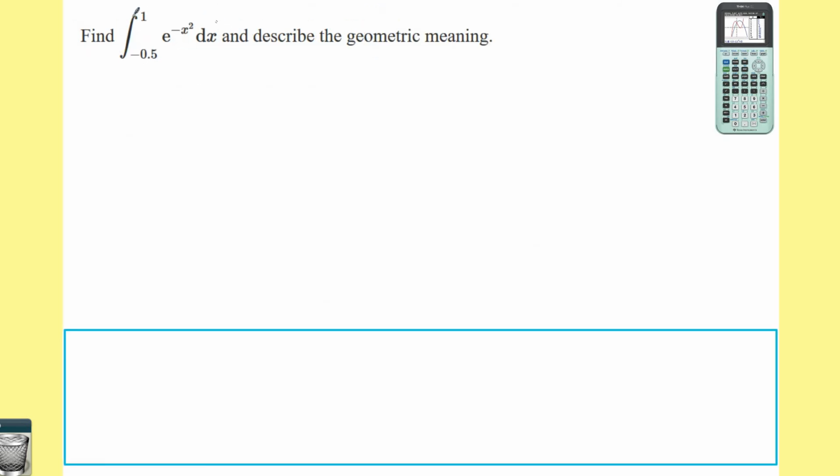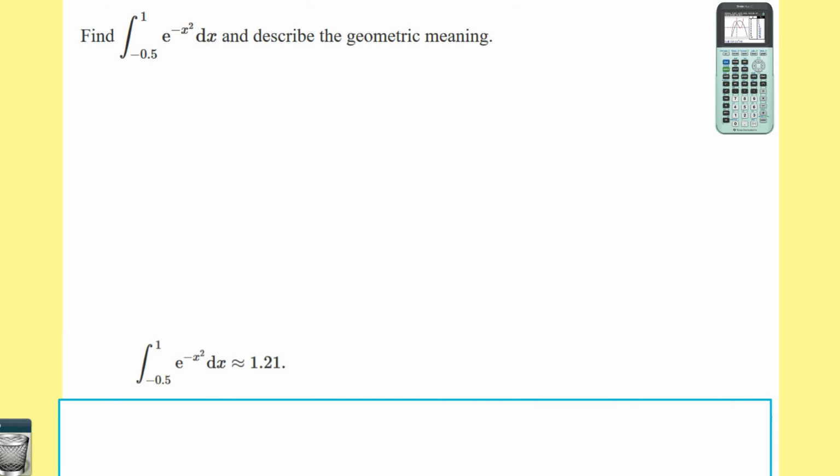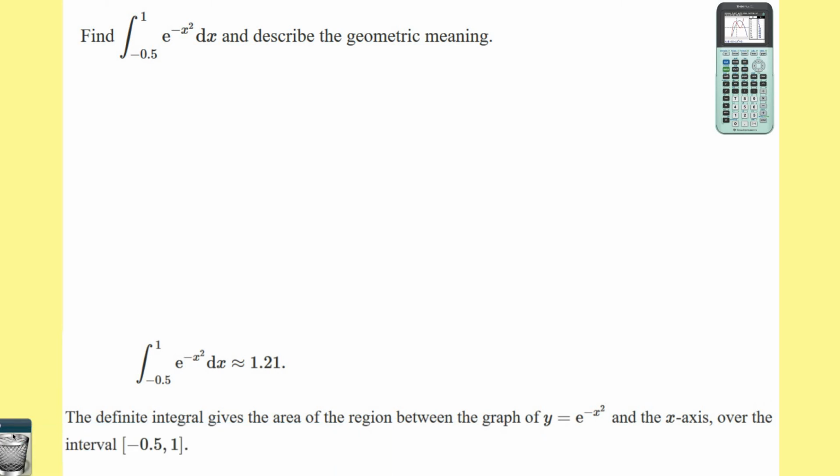So again, type this into your calculator, get the answer, make sure you know how to do that. Once you do that, you should get 1.21, and you're describing the geometric meaning. So what does that mean? It's the area of the region between the graph of your function and the x-axis over the interval negative 0.5 to 1. That's one way of writing it.